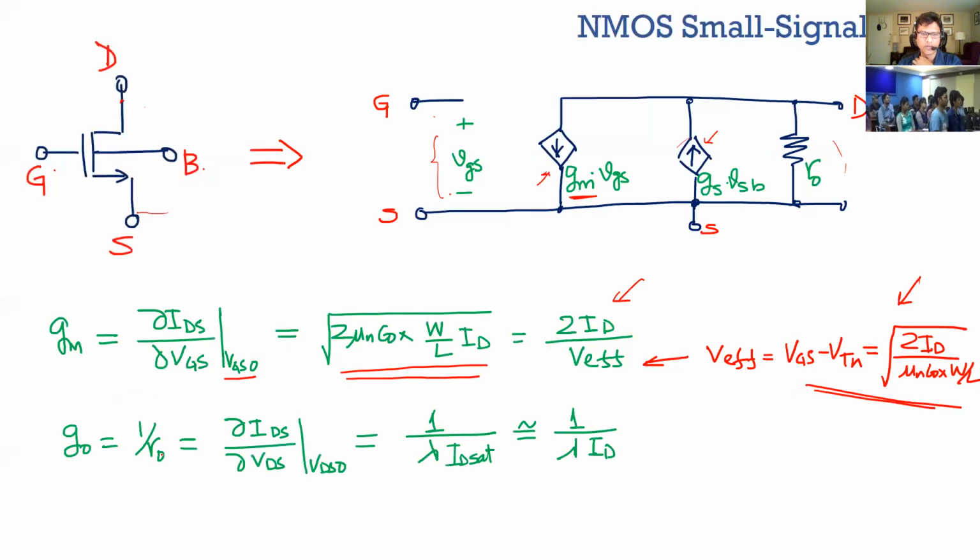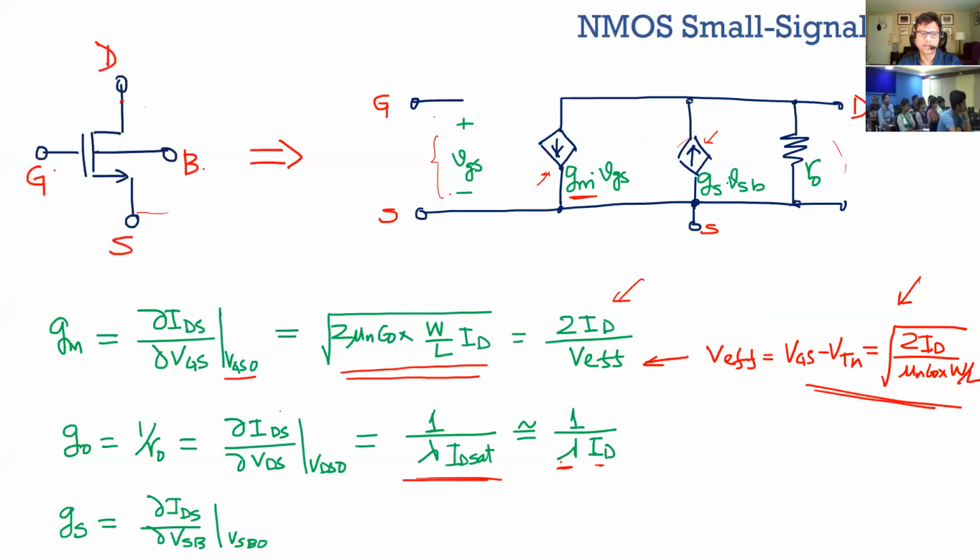G0, which is 1 over your output impedance, is again the linearized slope, dIDS over dVDS. That is basically saying what is the rate of change of the drain current with respect to the rate of change of the drain to source voltage at a given bias point, and that's usually given by this term here. Typically, if you substitute ID sat with ID, so let's say you just know the drain current, you can use this expression, and lambda is a given for each process, and you'll know your output impedance.